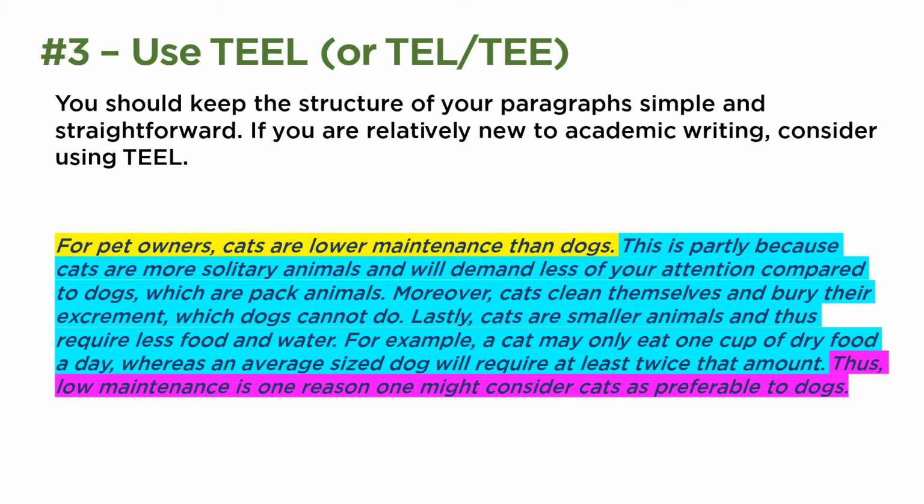And then after that, there's this example sentence where it says, "For example, a cat may only eat 1 cup of dry food a day, whereas an average sized dog will require at least twice that amount." So this is an example, just like you see in the second E in the TEAL structure. Lastly, we have that linking sentence. It says, "Thus low maintenance is one reason why one might consider cats as preferable to dogs." So this is linking to the wider purpose of this whole essay. Let's say I'm writing an essay trying to convince you that cats are just generally better than dogs. Well, this is one paragraph which talks about why cats are better than dogs because of low maintenance. So we're linking back to the purpose of the whole essay.